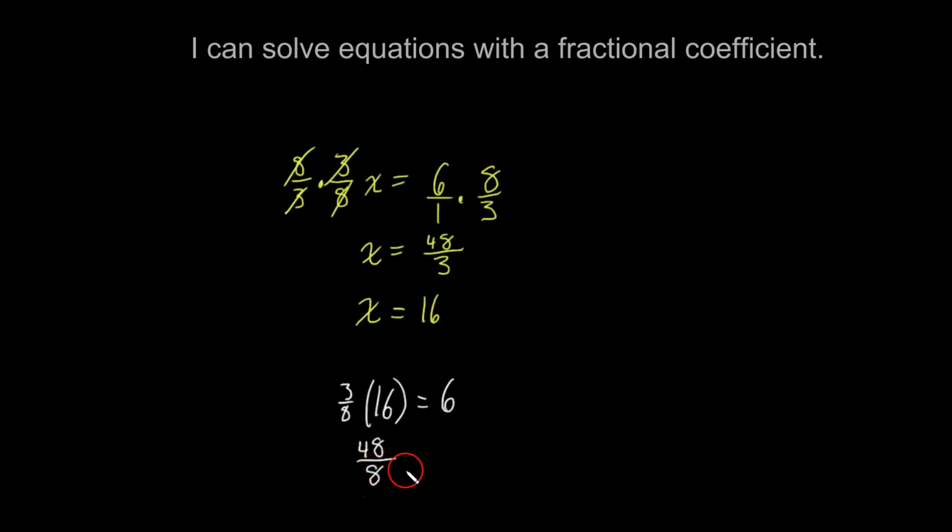over 8 equals 6. And we see that 48 over 8, 48 divided by 8 is just equal to 6. So we get 6 is equal to 6, which is a true statement. So we get a good answer of x is equal to 16.